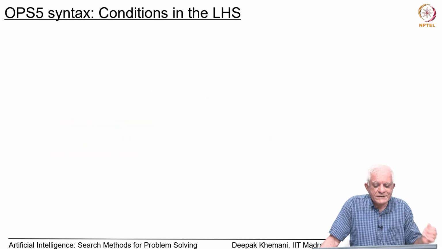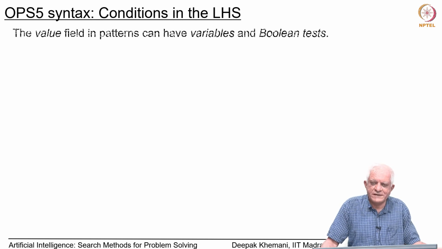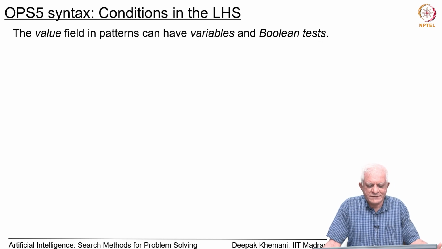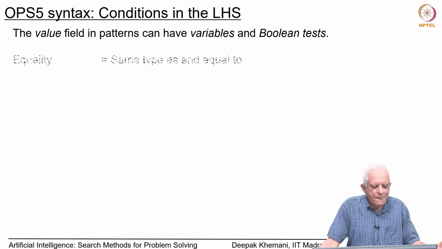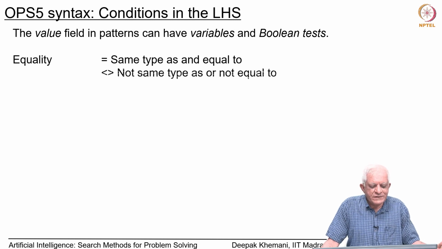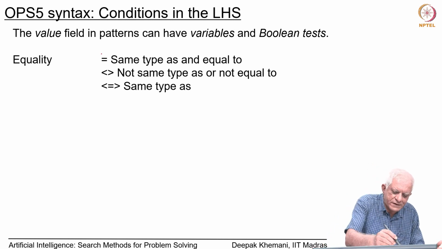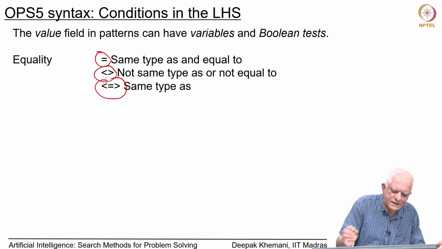So, we were talking about conditions in the left hand side, which are patterns we said. Let us be a little bit more specific now. As we said, the value field in patterns can have variables and can have Boolean tests essentially. What are the kind of tests that we can have? We can test for equality. So, these are the symbols that OPS5 gives us to check for those tests. So, this is OPS5 syntax.